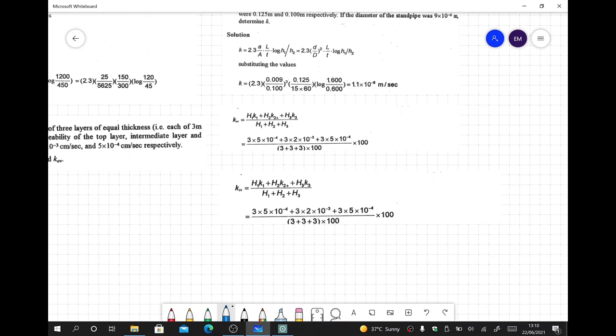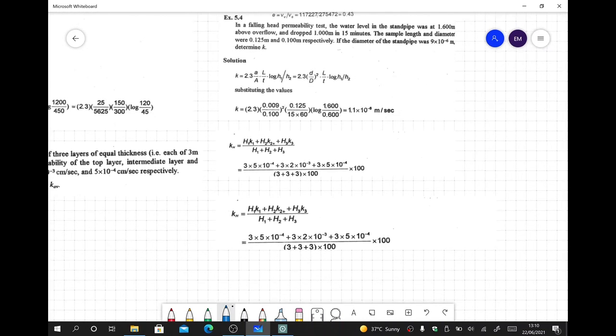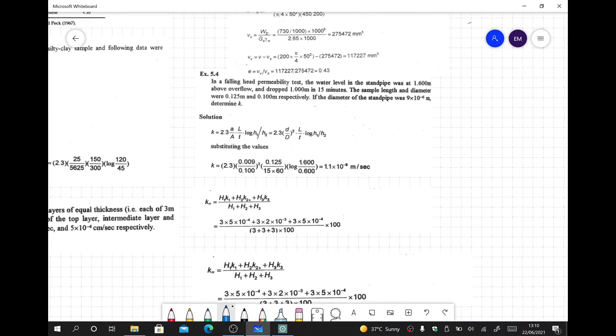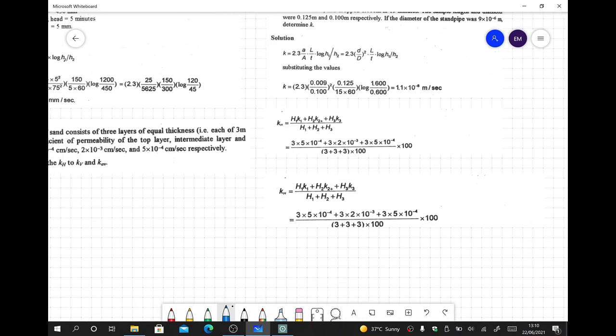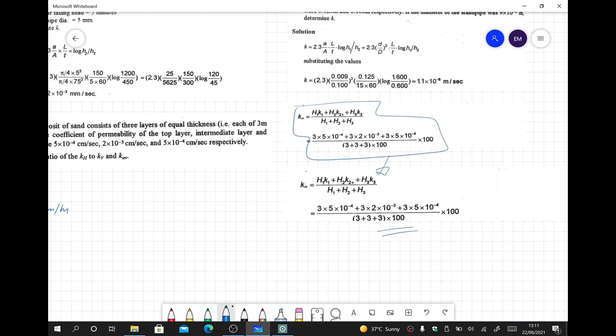So here is one example. Let me see what the example is about. I think there's no question here. You see here they have used this for horizontal permeability. Plugging in the values, you simply have to plug in the values of thickness and permeability of each layer, and you have your answer. So the key is only to remember the formula.